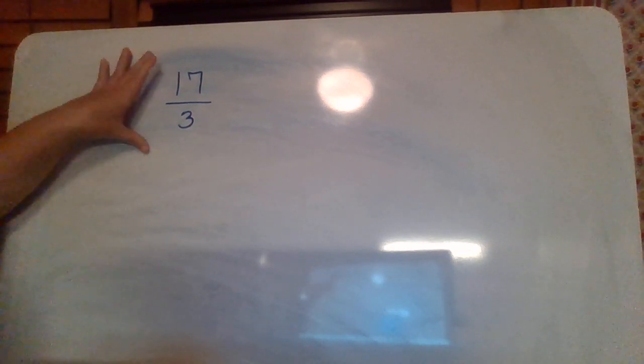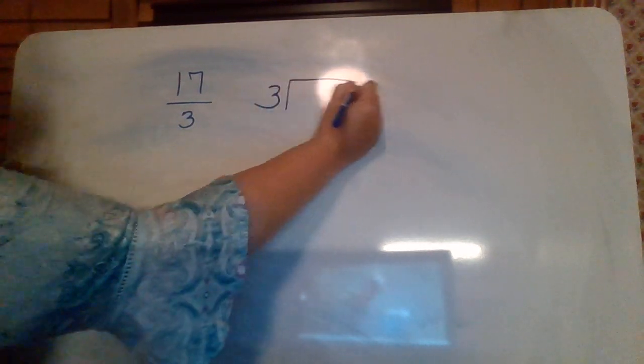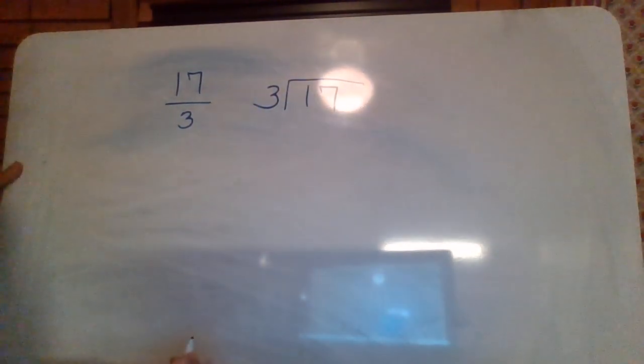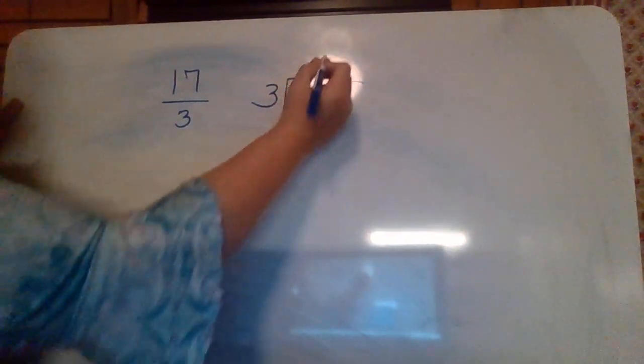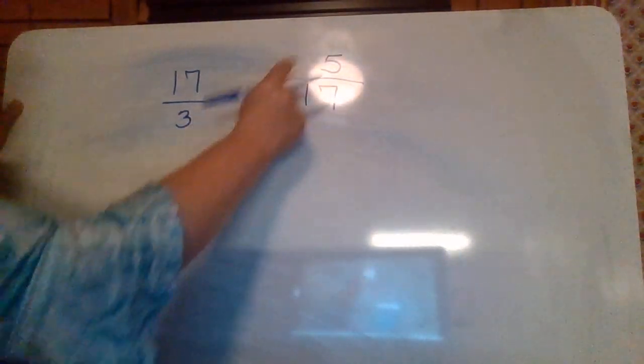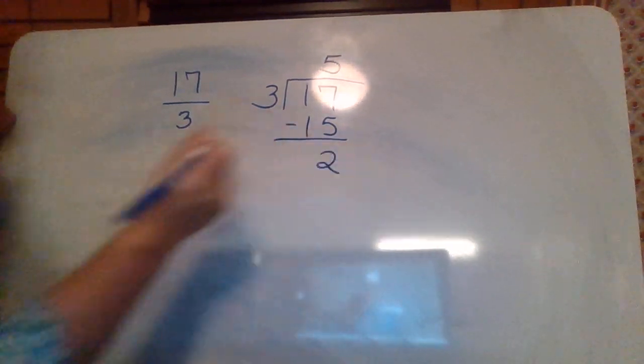So let's say that I give you 17 over 3. And I'm telling you, you have to convert this to a mixed number because this was what you got when you did all your work. So now we've got to convert this back into a mixed number. So you're going to take the 3, it goes on the outside. The 17 goes on the inside. How many times does 3 go into 17? Well, it goes 5 times. 3 times 5 is 15. When you subtract those two, you get 2 left.